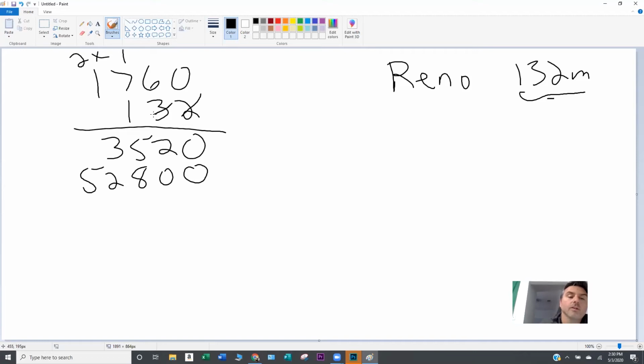Now, I'm going to move over. We've never done this in class, but this should be pretty easy. That 1 right here is in the hundredth spot. So I need to add 2 zeros to save my place. 1 times 0 is 0. 1 times 6 is 6. 1 times 7 is 7. 1 times 1 is 1.